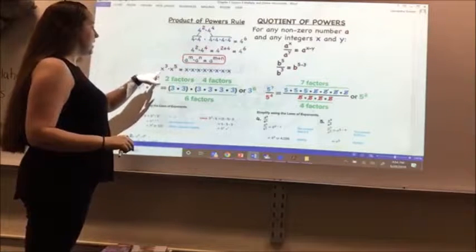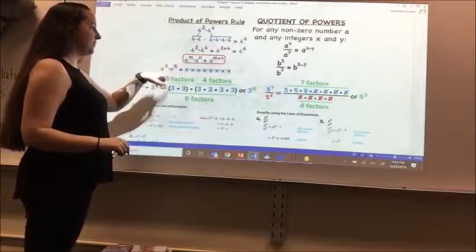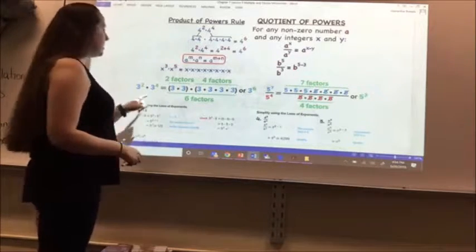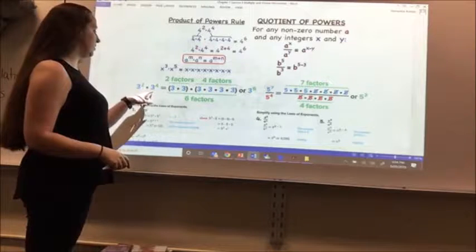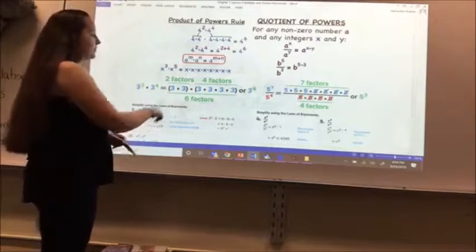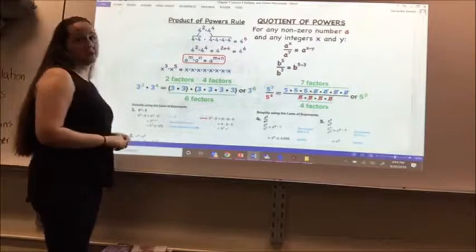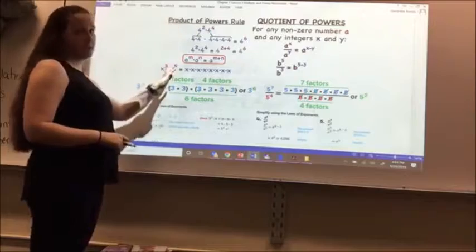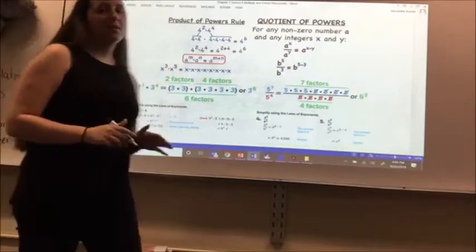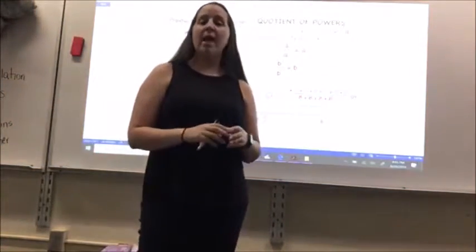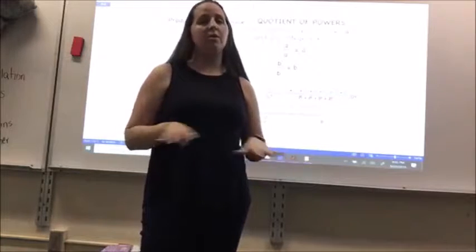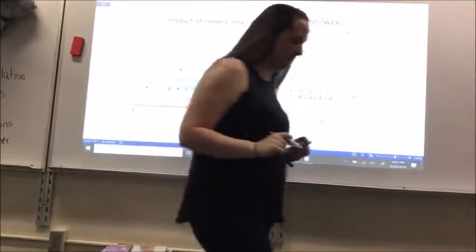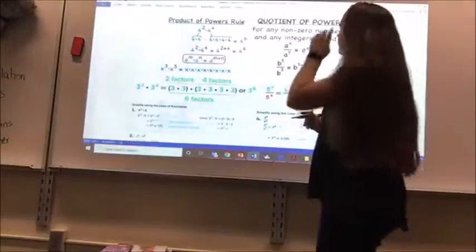Okay. X cubed times x to the 5th would give me x to the 8th. There are 8 x's. Same thing with 3 squared and 3 to the 4th. There are 6 factors in total. The factor of 3 is repeated 6 times. Okay. This only works if they have the same base. If they don't have the same base, this doesn't work. They're two separate things. It's like apples and oranges. Okay? So they have to have the same base.